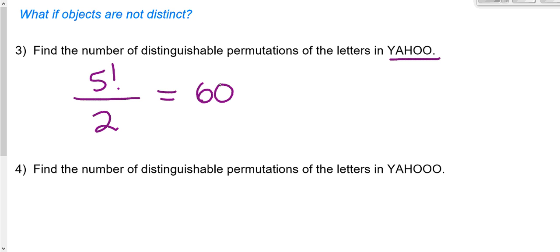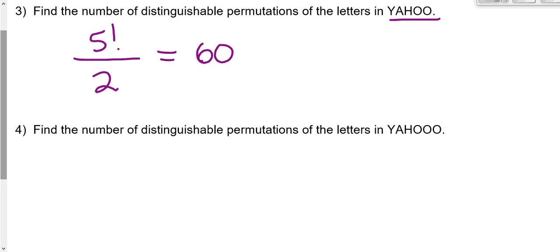Now what if Yahoo has 3 O's? Well, when it had 2 O's, we divided by 2. When it has 3 O's, do we divide by 3? That would make sense in terms of a pattern, but we don't have much of a pattern to go on. So let's think about this. What if we called the O's O1, O2, and O3? How many ways are there to rearrange those?